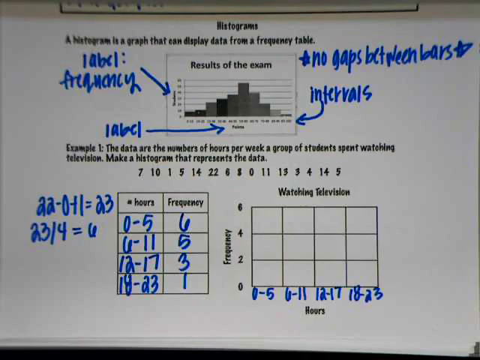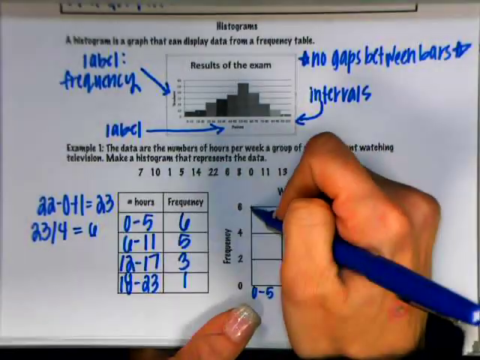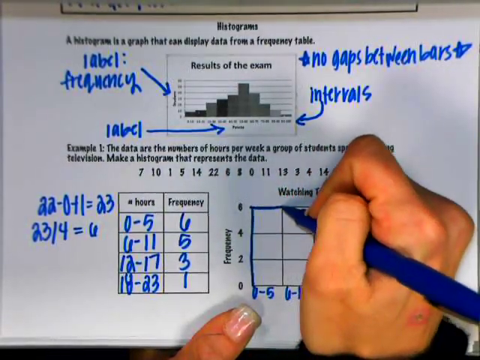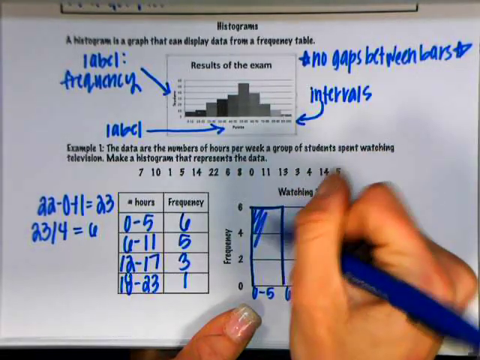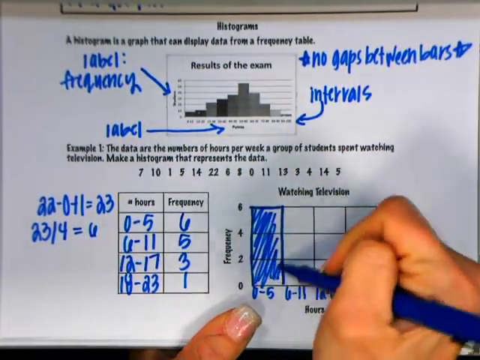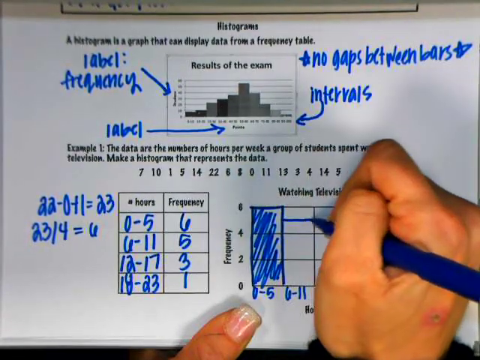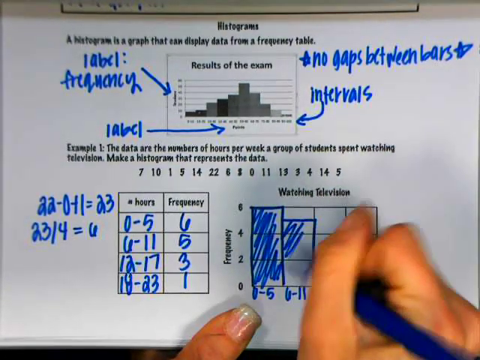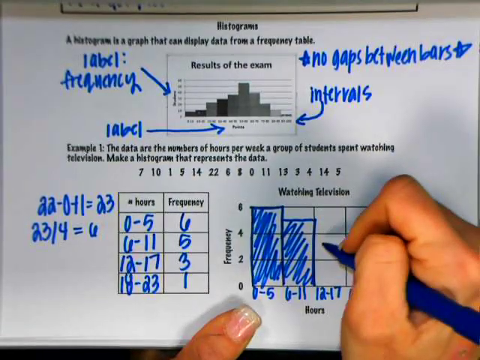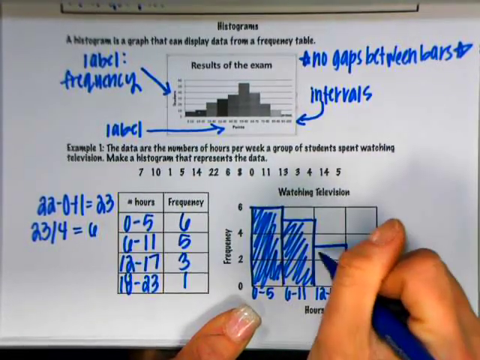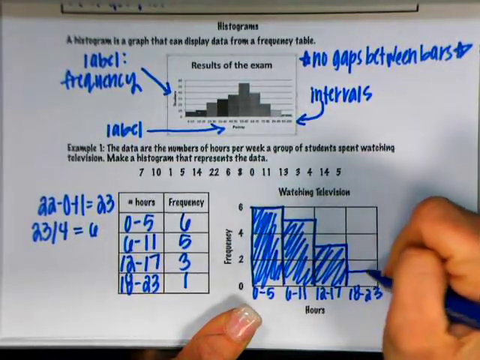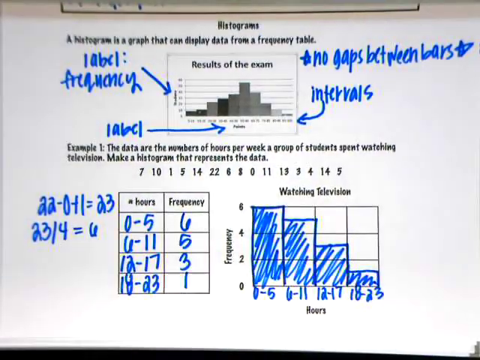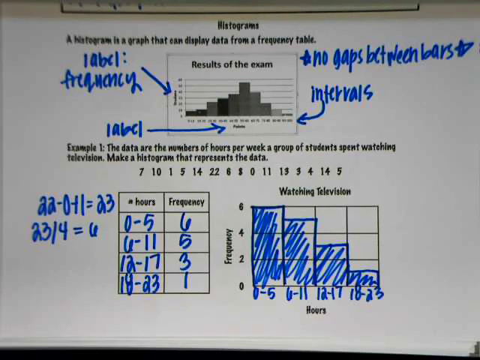Charlie, wake up. So first one's at 6. Okay, then 5. 3. And then 1. Just like that. So if you have space between the bars, that is now a bar graph. Okay? That's the difference. Go ahead and move on to the next one when you're ready.